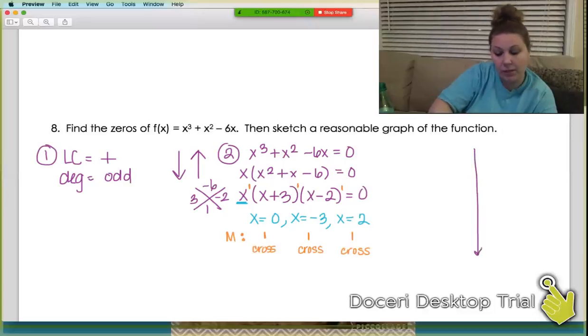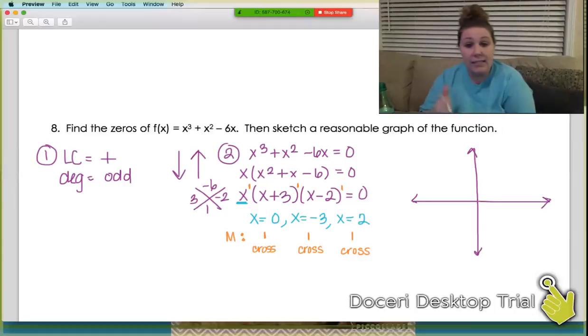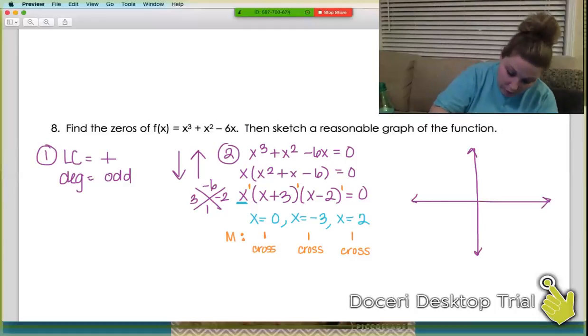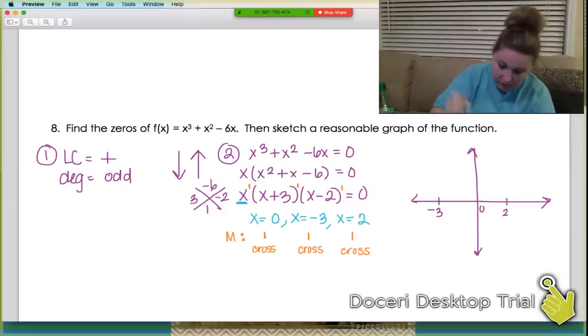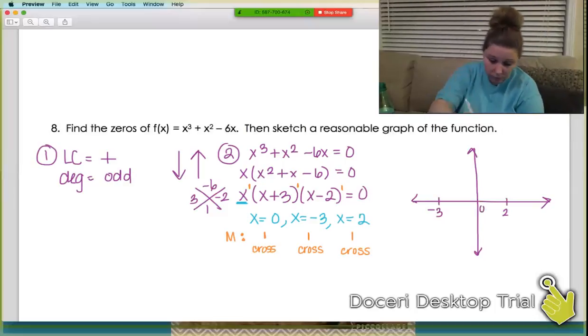And so we can set up a graph. You can probably hear my dogs coming in and out of their doggy door. I need 0, -3, and +2. So let's call this -3, let's call this +2, and obviously that's 0. So those are where my x-intercepts are, so I'm going to go ahead and put those points there.